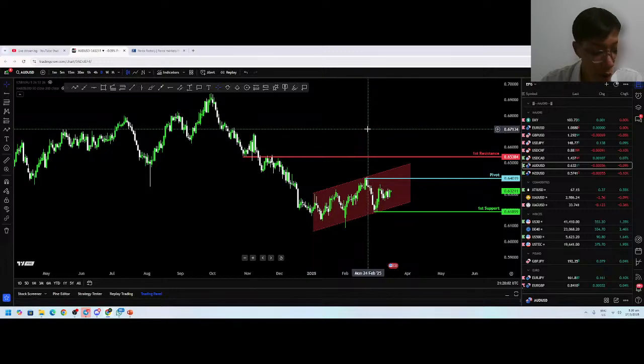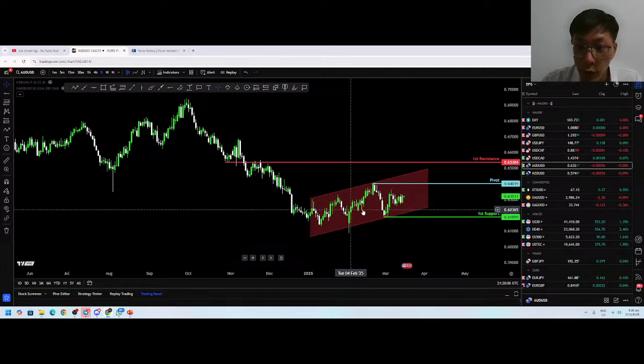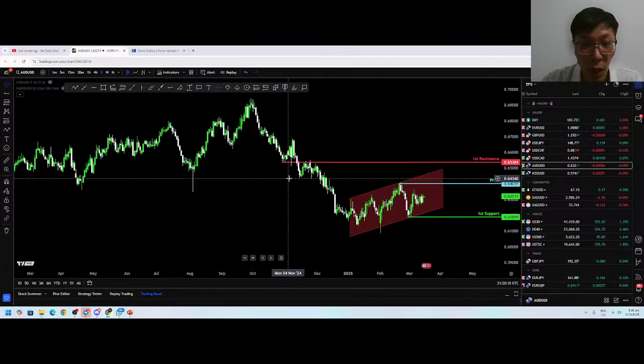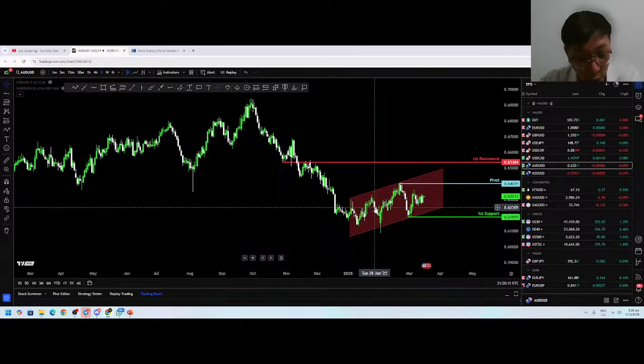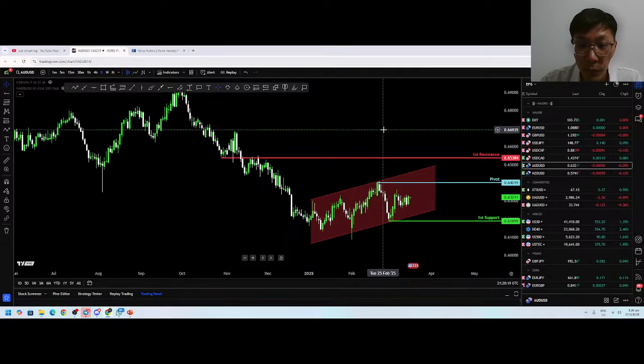AUD USD, because personally I don't really trade NZD USD and AUD USD because of how slow it might take to reach certain targets, and it lacks that volatility that I'm looking for. All right, so yeah, let me see.